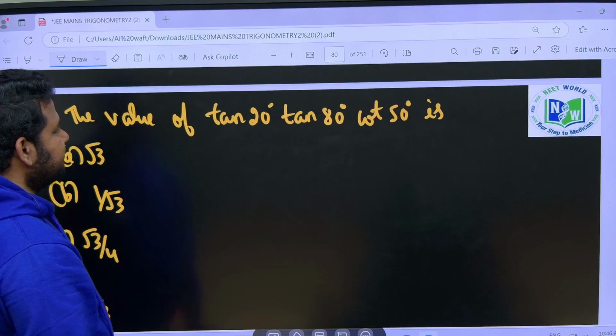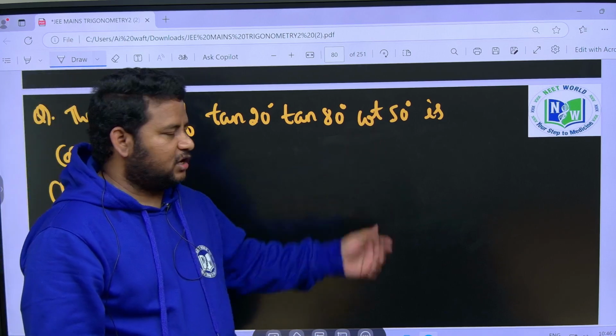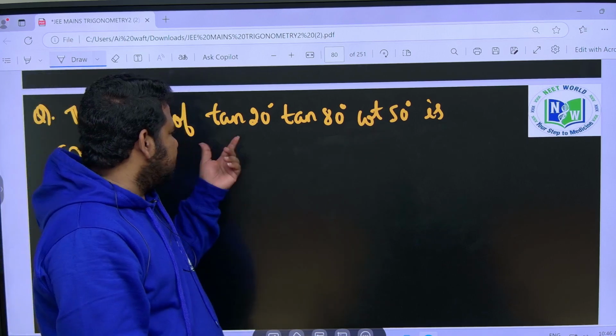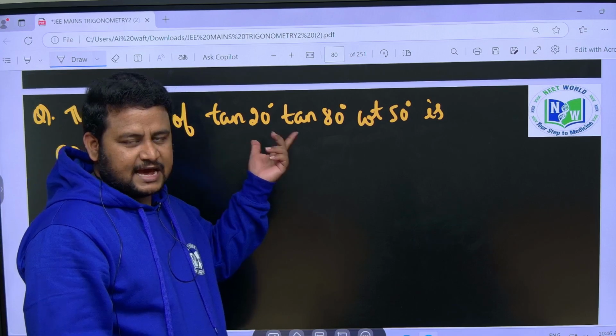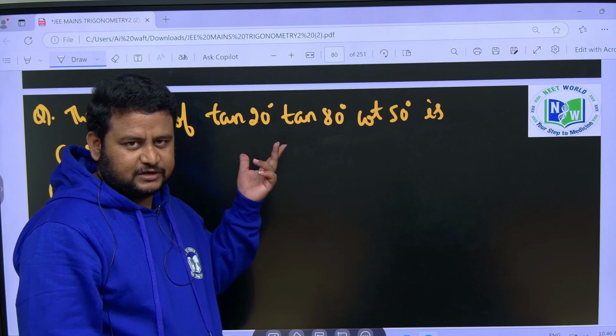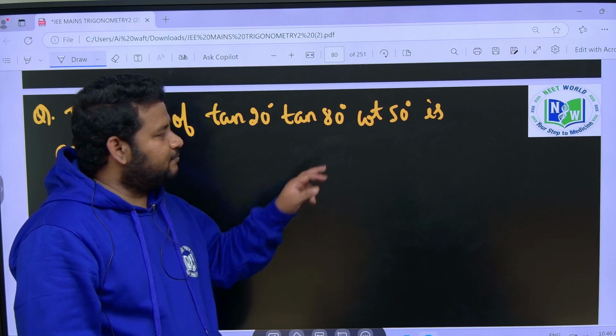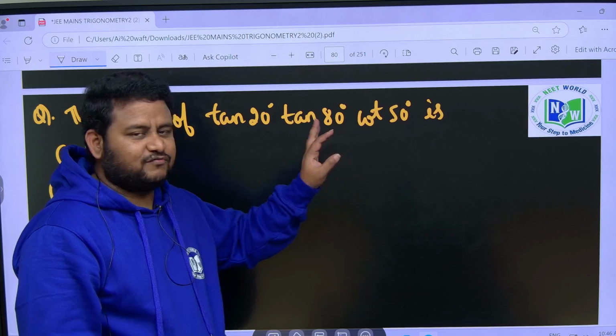The value of tan 20, tan 80, cot 50. They have given cot 50. But we know the formula: tan A, tan(60 minus A), tan(60 plus A) is equal to, no, it is not 1 by 4 tan 3A. It is just tan 3A. But here cot is there. But the complement of cot is tan.